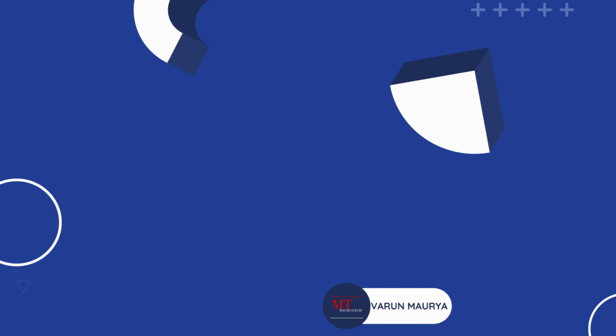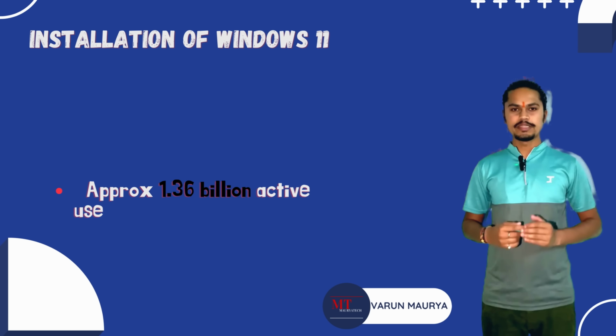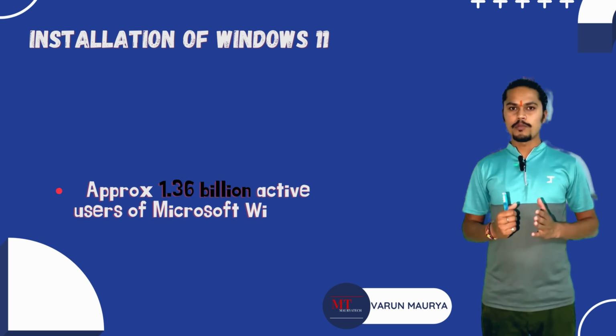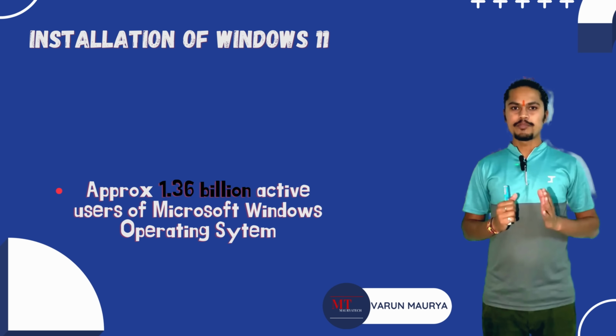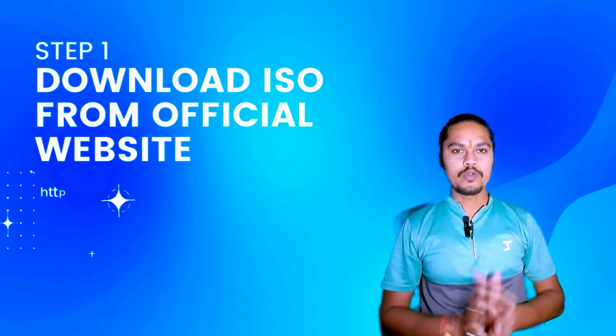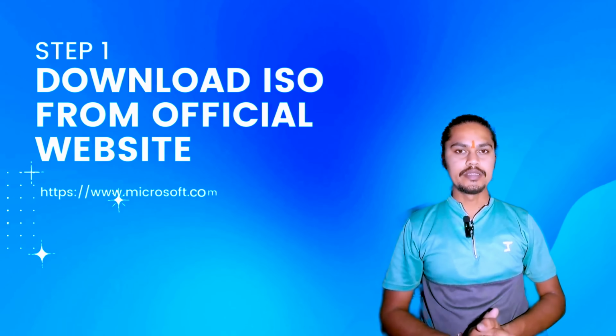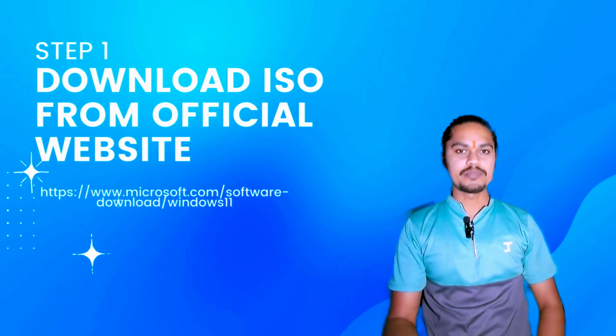So let's start. In this video, we are going to install Windows 11 on our PC, as Windows is the most popular operating system among users. And according to a survey, there are approximately 1.36 billion active users on Windows. So to download and install Windows on our laptop and PC, the first step we have to take is to download the ISO file from the official website of Microsoft.